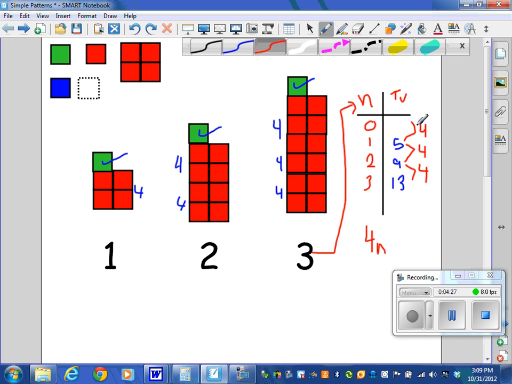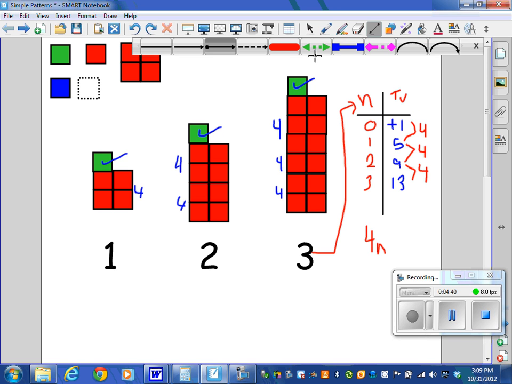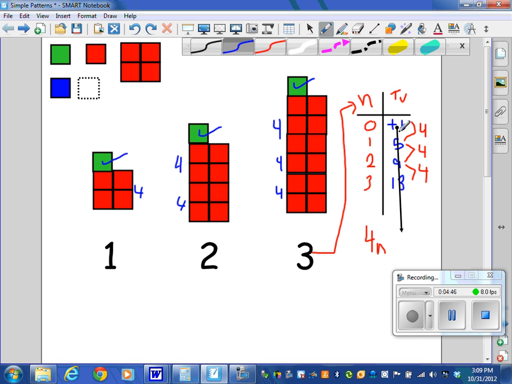So I had to add 4 to what to get 5? All right, well, that should come apparent that it's a plus 1. I had to add 1 to 4 to get 5. Okay, so therefore, that gives us our 0 term, and we can simply place that in the equation, and we end up with 4n plus the 0 term, which is 1.